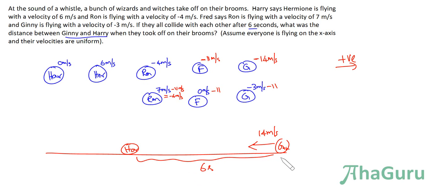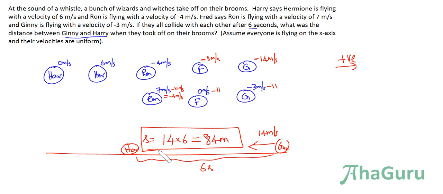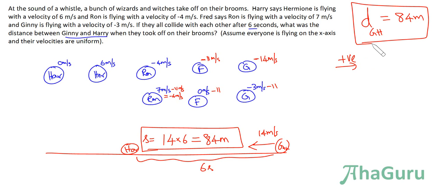So what was the distance between Ginny and Harry? Well, clearly it is 14 into 6. So this distance is 14 meters per second into 6 seconds, and that gives us an answer of 84 meters. So the distance between Ginny and Harry is 84 meters. That is the answer to this question.